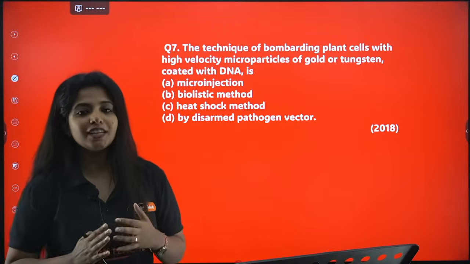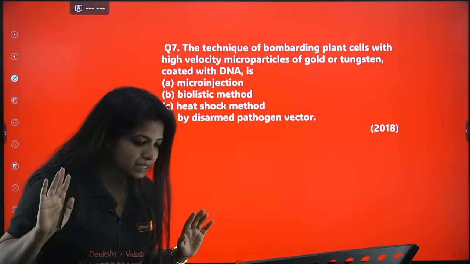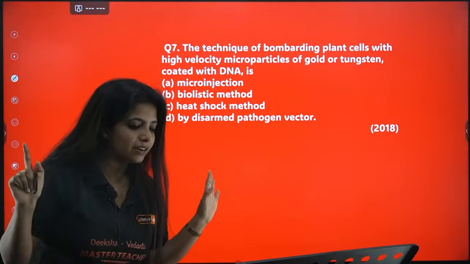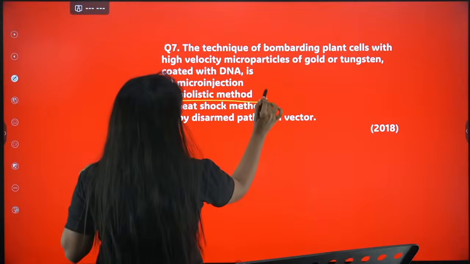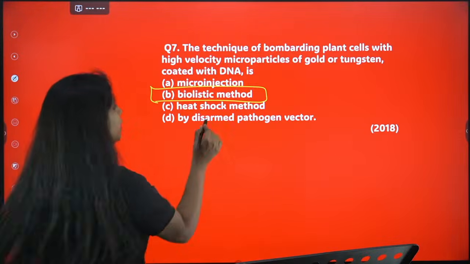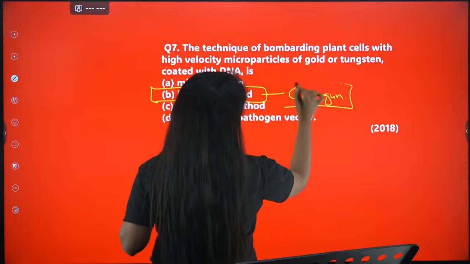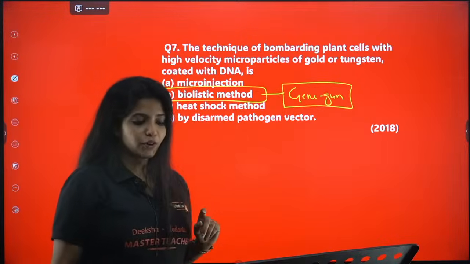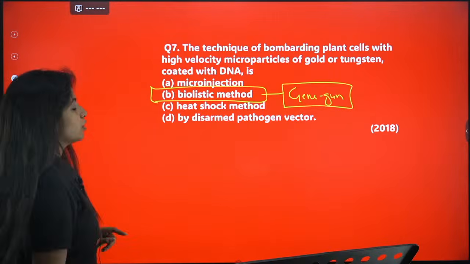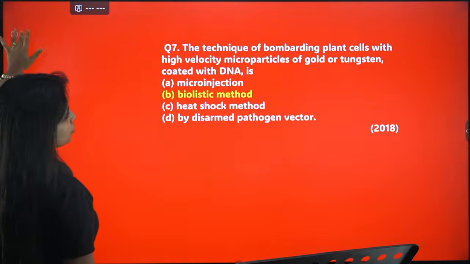remember. And generally children tend to not think about it. They forget it. But Mansi is not among them. Mansi clearly remembers, which is why she again told me the answer. It is Biolistic method. Always remember, Biolistic or gene gun method, it's the same. So do not be confused. If at all you have to write about Biolistic method. So your answer for this question is B, my dear children.